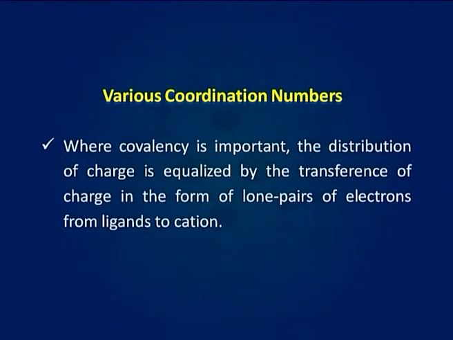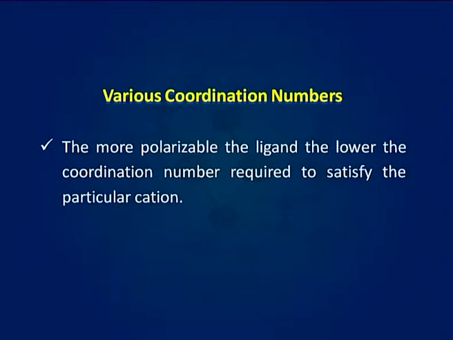Where covalency is important, the distribution of charge is equalized by the transference of charge in the form of lone pairs of electrons from the ligands to cations. The more polarizable the ligand, the lower the coordination number required to satisfy the particular cation. The availability of empty metal orbitals of suitable symmetries and energies to accommodate electron pairs from the ligands must also be important in covalent compounds.